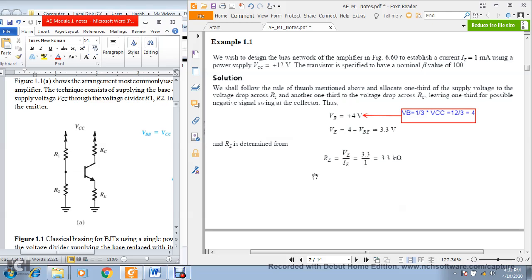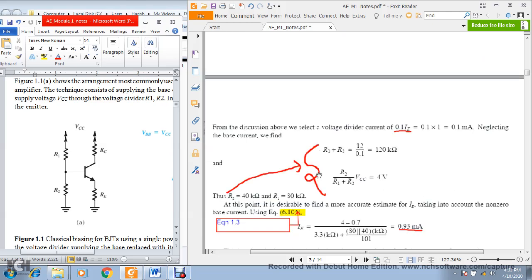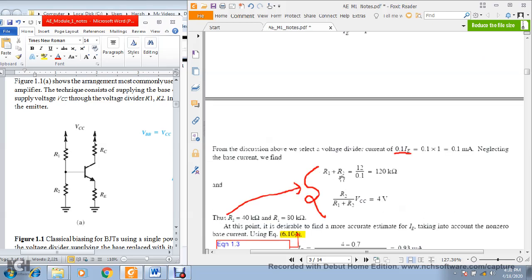So one parameter we found, right? Next, R1, R2 I am going to calculate. For that you should consider the typical value of the voltage divider current. First time I am going to select 0.1 IE, next time I am going to select IE as the voltage divider current, in order to find R1 and R2.